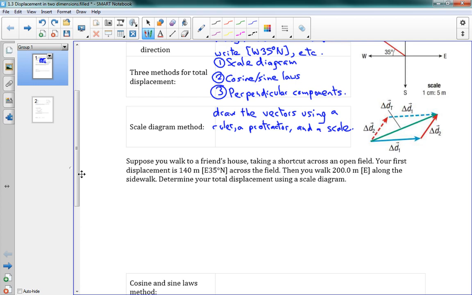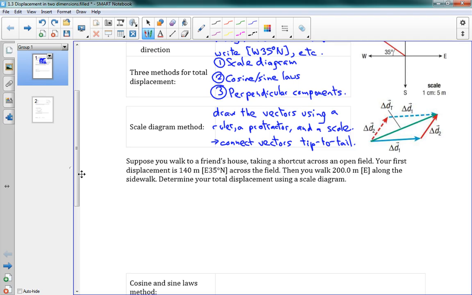And so we need these. The other piece of this is that we're going to connect the vectors tip to tail. And that means that when we draw each subsequent vector, the next vector's tail, or the end of it, connects to the front of the previous vector. This is called tip to tail method.